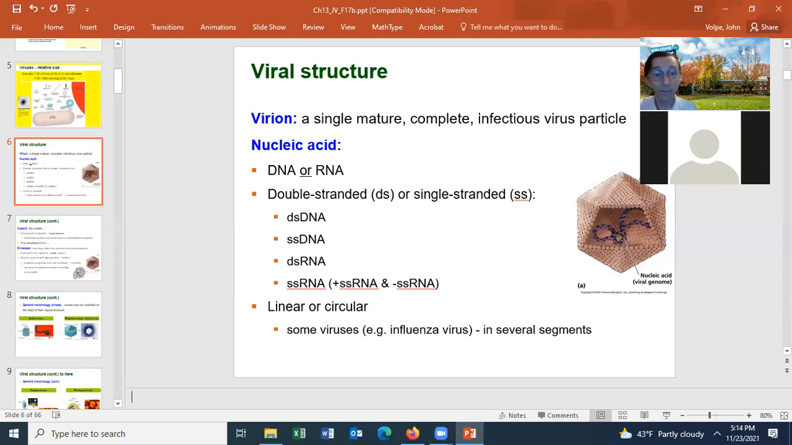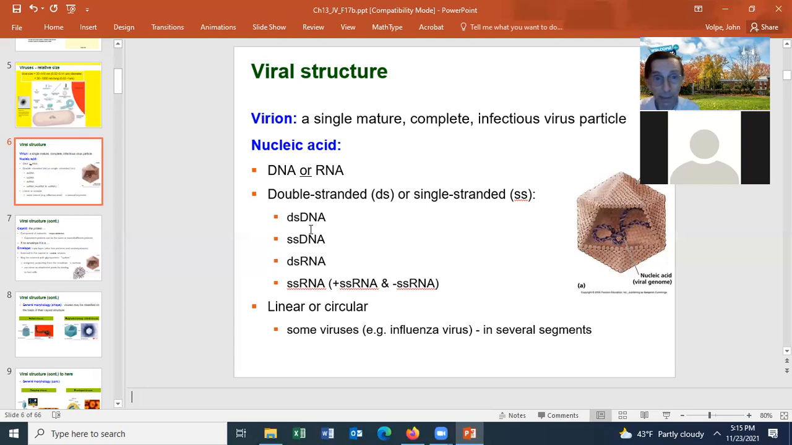The nucleic acid of a virus can be linear or it can be circular. And as you recall, the genome of eukaryotic cells is linear. Their double-stranded DNA is linear. But the DNA of prokaryotic cells is circular. And viruses, I guess, go both ways. Some viruses, like the influenza virus, are different, and they have their genome in several segments. And this shouldn't be unusual to you because our human genome has our DNA in several segments, and we call each of these segments a chromosome.